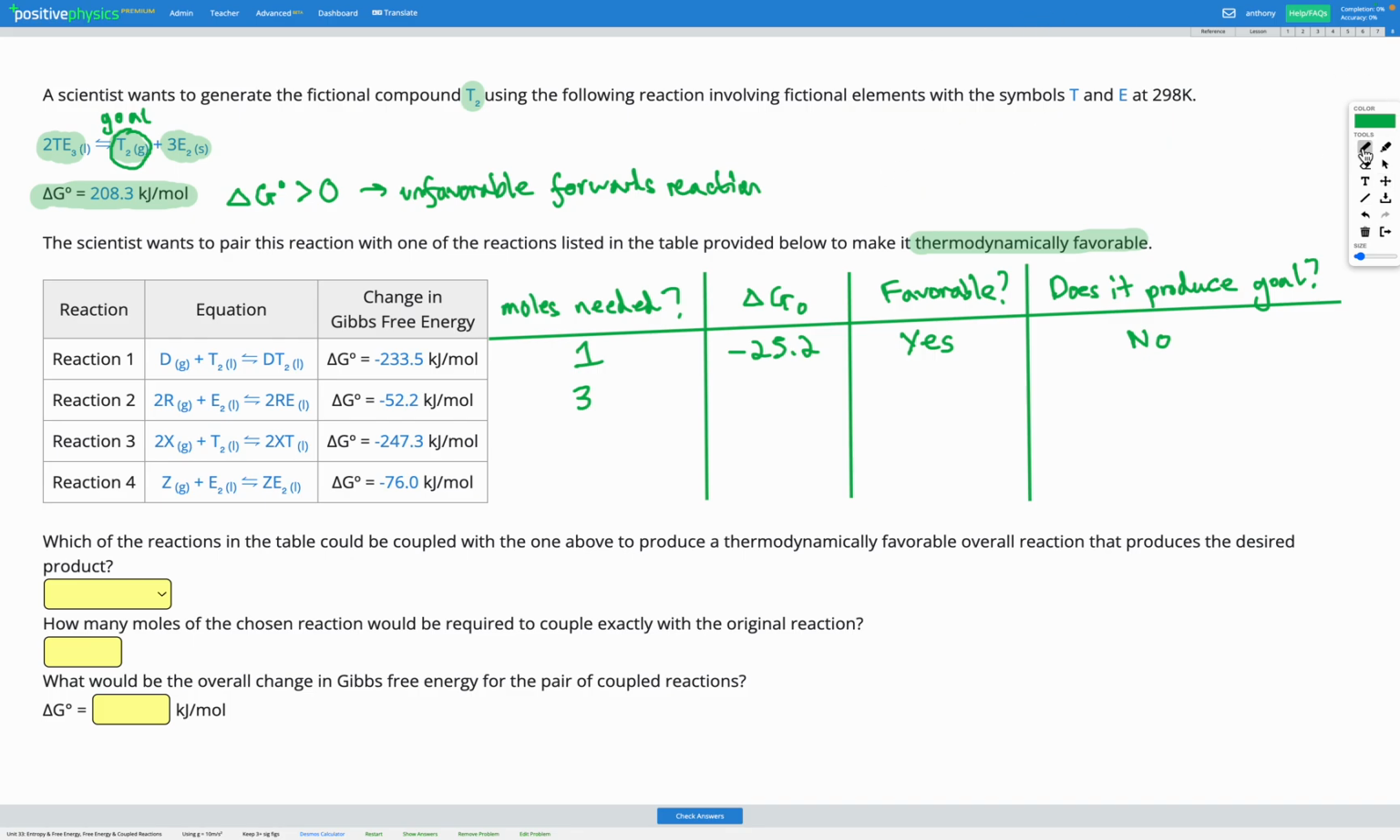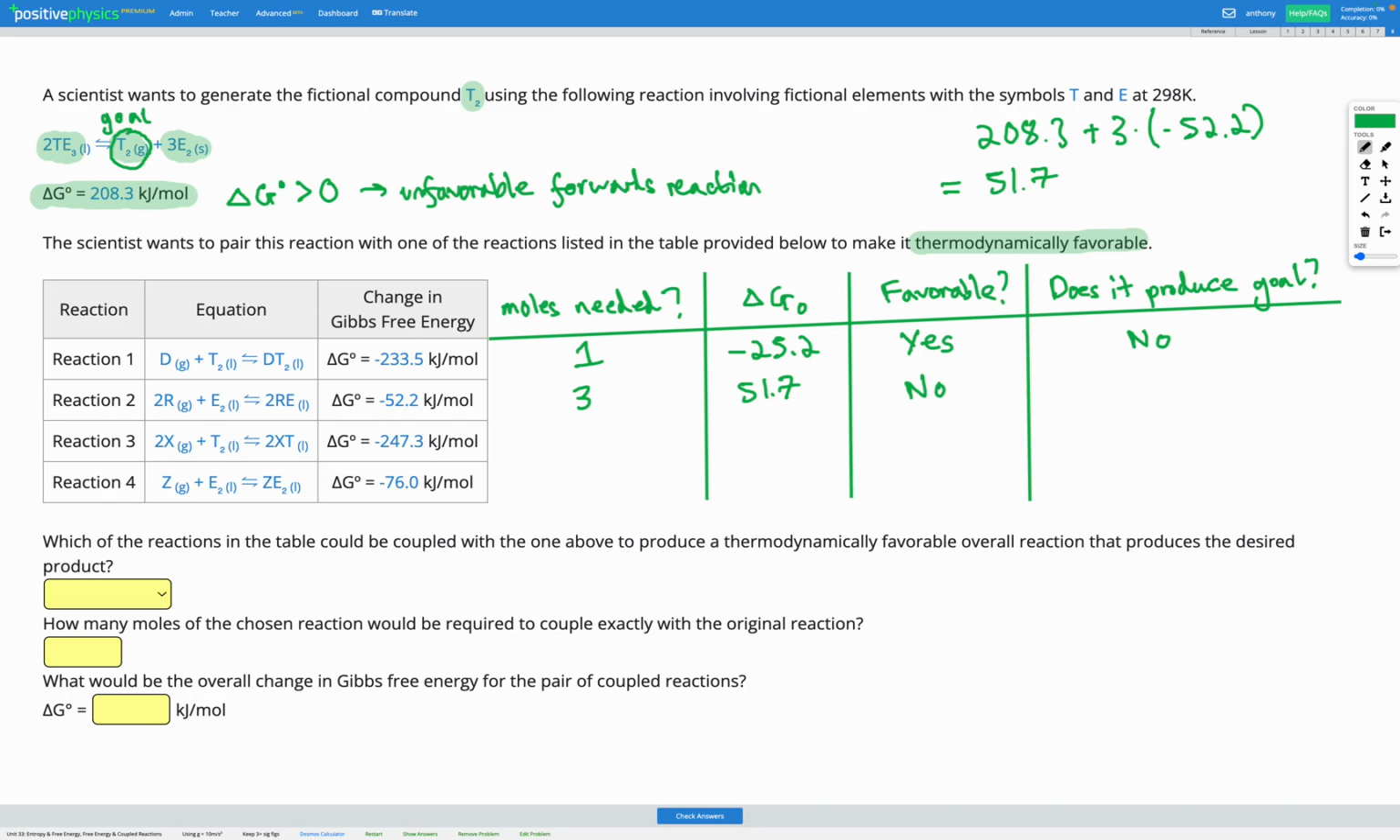So let's take our delta G naught of our given reaction, which is 208.3. And we're going to add 3 sets of the delta G naught for this reaction 2, which is negative 52.2. If we put that on our calculator, we get 51.7. So the delta G naught would be 51.7. That's greater than 0. That means our reaction is not thermodynamically favorable. So this isn't going to work because it's not thermodynamically favorable.